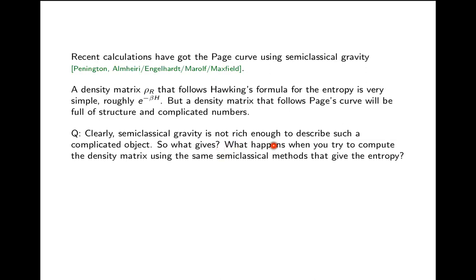In particular, what happens when you try to compute the density matrix using the same semi-classical methods that give the entropy? The entropy is some kind of function of the density matrix, minus trace of rho log rho, and we can compute that in gravity. But what happens if we actually try to compute the density matrix itself? Do we get some complicated object full of interesting numbers? Well, no, surely we can't get that in a simple theory of gravity. But what exactly do we get?